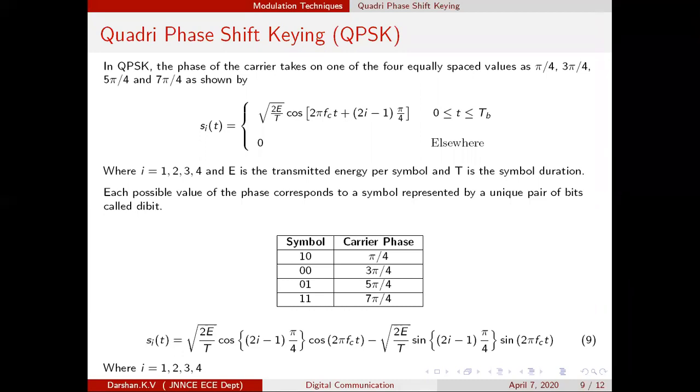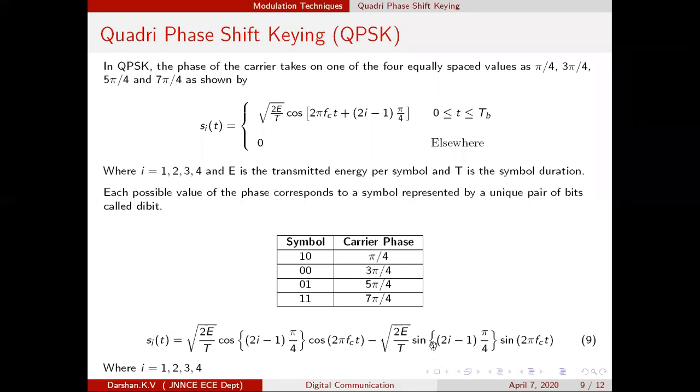So we will do it again. For this particular set of signals, how many signals are present? Don't observe that this is a single signal. What does this equation 9 represent? It represents 4 different signals. Substitute i is equal to 1, you will get S1 of t, i is equal to 2, S2 of t, 3, S3 of t, 4, S4 of t. So you are having 4 signals in your hand, which is represented by equation 9.